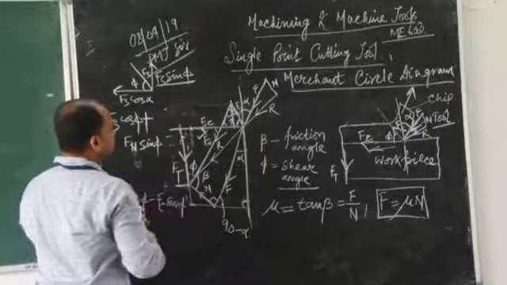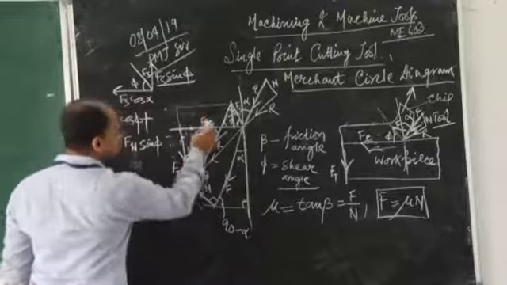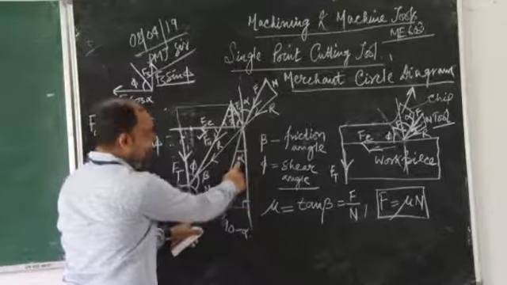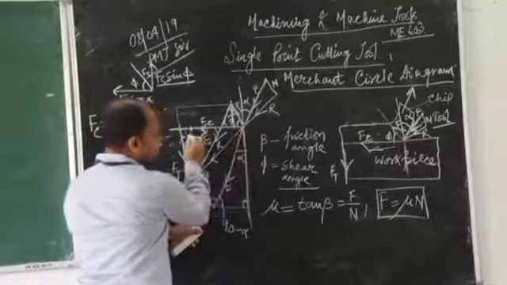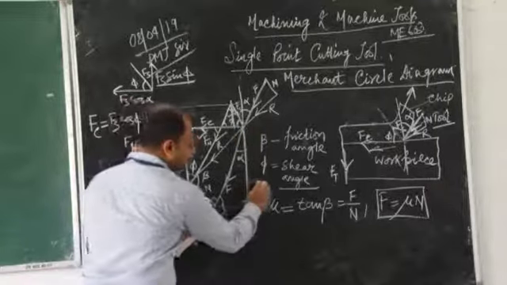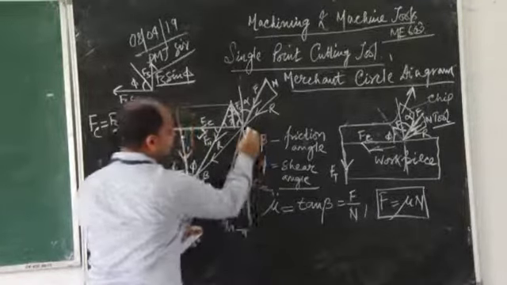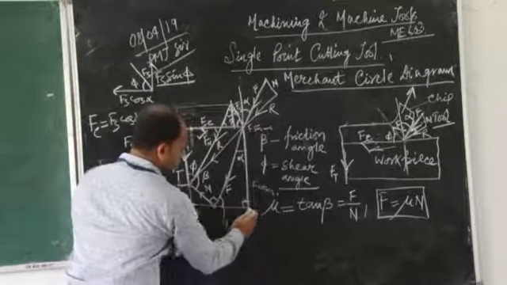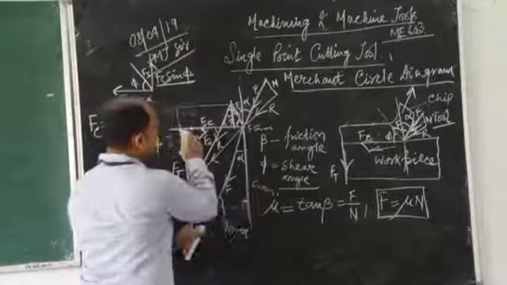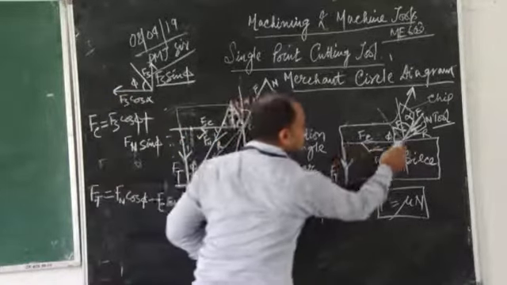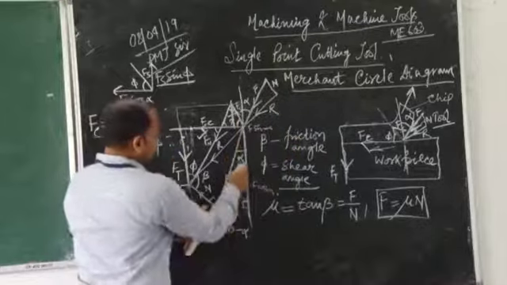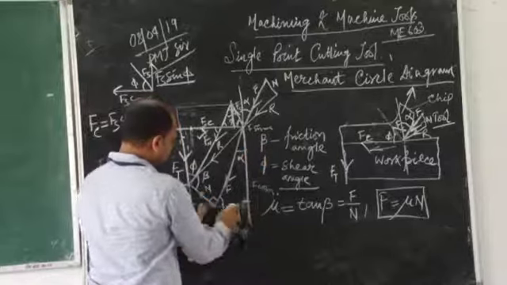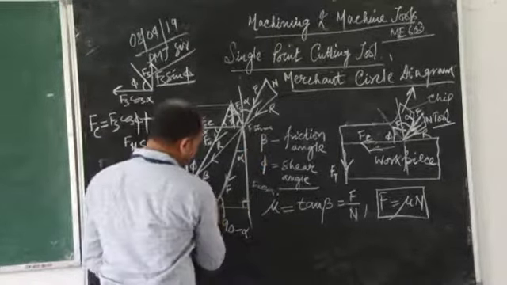Again, Fc equal to, from this side this is F, this is alpha. The two components are F cos alpha and F sin alpha. Now Fc, you have to write this one plus this one; the total is Fc. This is the Fc cutting force.